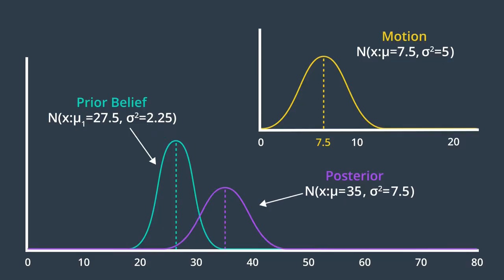Now, it's time for you to implement this in C++. Please add your code to the state prediction function. And when you're done, run the code on an example prior with a mean of 10 and a variance of 4, and a motion with a mean of 12 and a variance of 4.